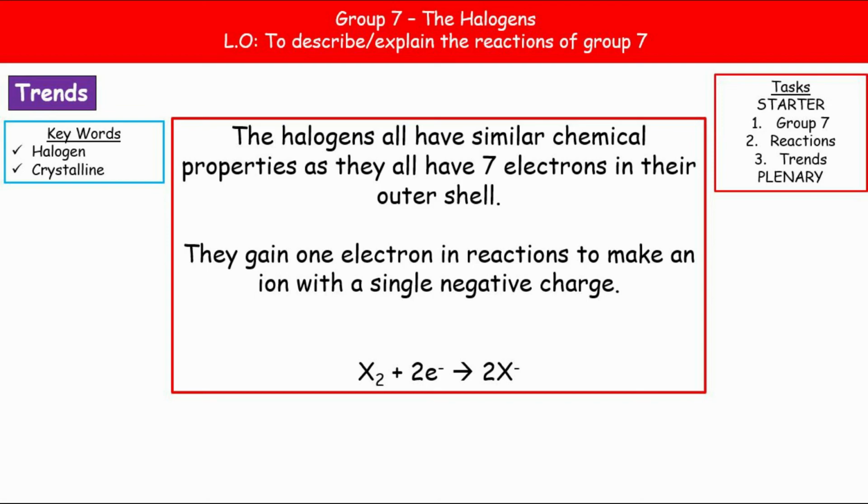We start off with our halogen, so X2, that's our halogen. Then we're going to have to gain 1 electron for each halogen atom. So there's 2 electrons in that case, 1 for each of them. And then we're going to form 2 of the halide ions, the X- ions. So make sure you've got that written down. I'll leave it up for one more minute and then we'll go on to our plenary.